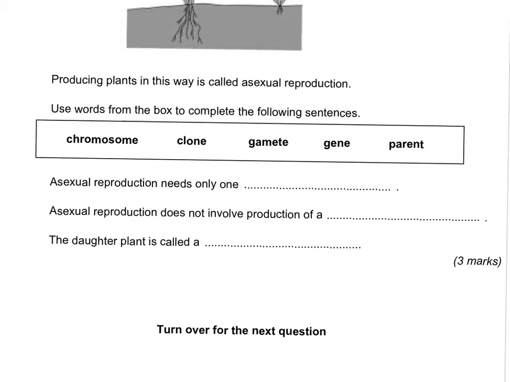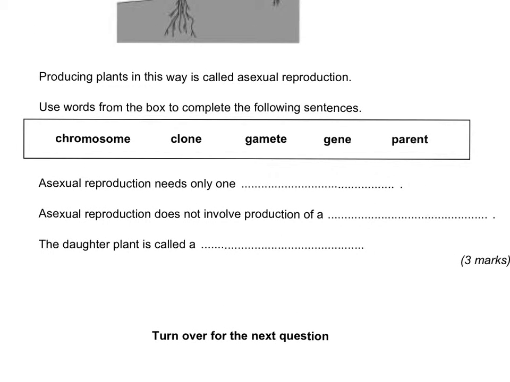We have: asexual reproduction needs only one... The answer for that one is parent. So asexual is one parent. Sexual reproduction always involves two parents. Asexual reproduction does not involve production of a gamete. The gametes are the sex cells, so for example the sperm or the egg, or the pollen and the egg in plants. But in this example, asexual reproduction involves none of those.